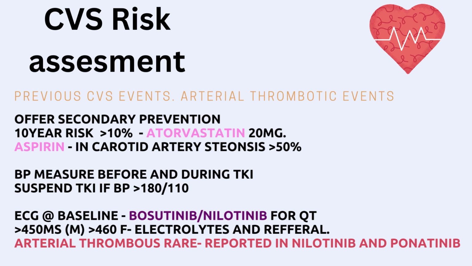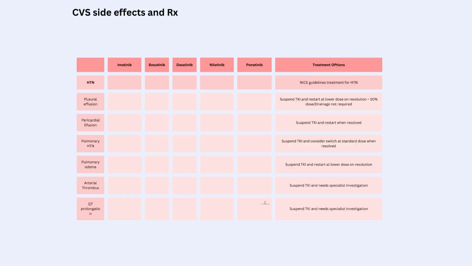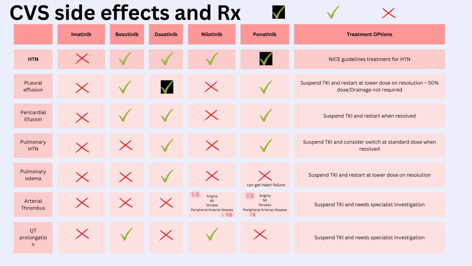ECG is really important, especially for bosutinib and nilotinib, as they can cause QT prolongation. And if that starts happening, you need to measure the electrolytes and refer them on. Arterial thrombosis are rare, but they can be seen in nilotinib and ponatinib. It's important to be vigilant about cardiovascular side effects. It's really common to get hypertension in bosutinib, dasatinib, and nilotinib, and it's very common in ponatinib.